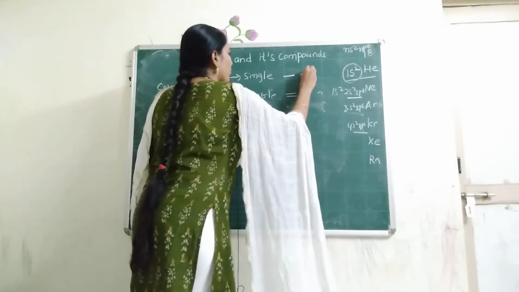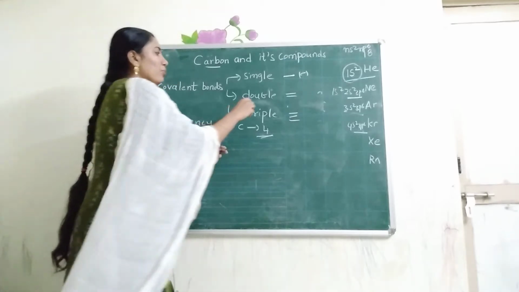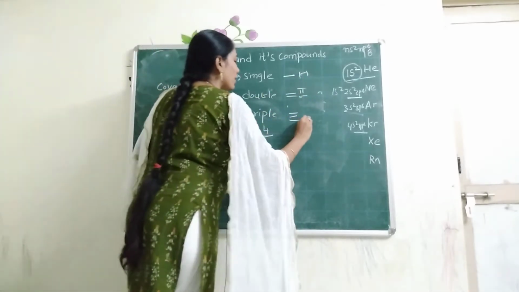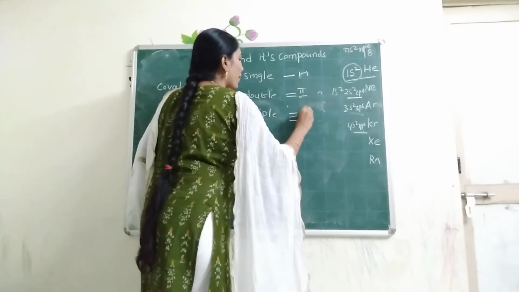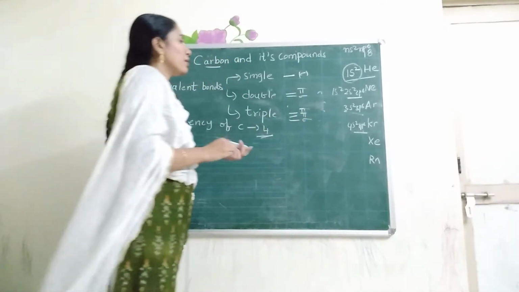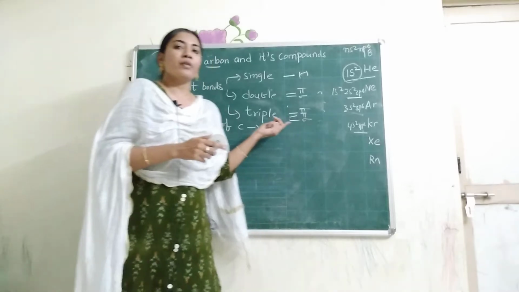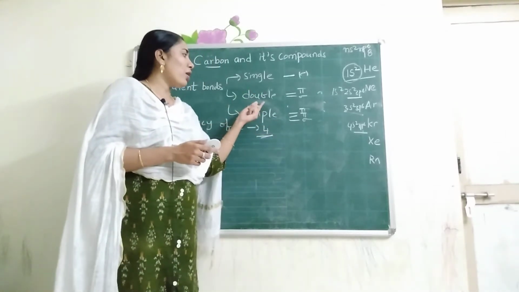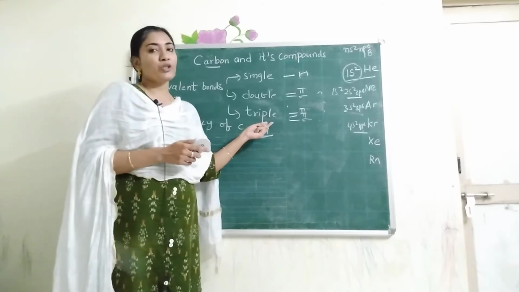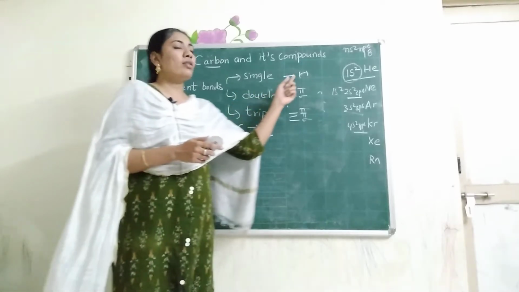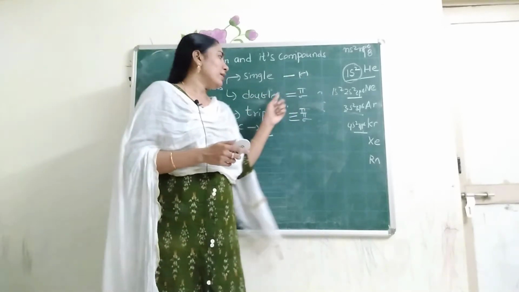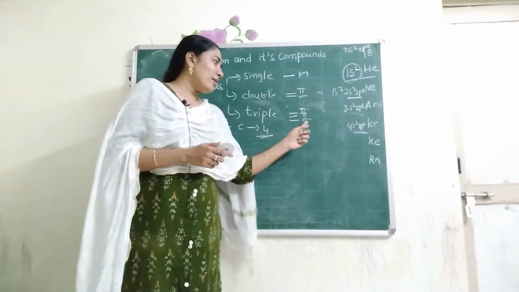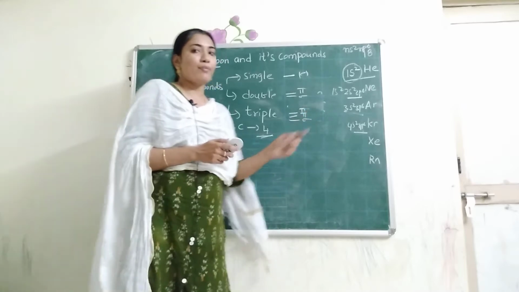The single bond is formed by the overlap of the orbitals, that means it is a sigma bond. In a double bond there is one sigma bond and one pi bond. In a triple bond there is one sigma bond and two pi bonds. These topics you can study in the chemical bonding chapter. How the single bond is formed, how the double bond is formed, how the triple bond is formed.